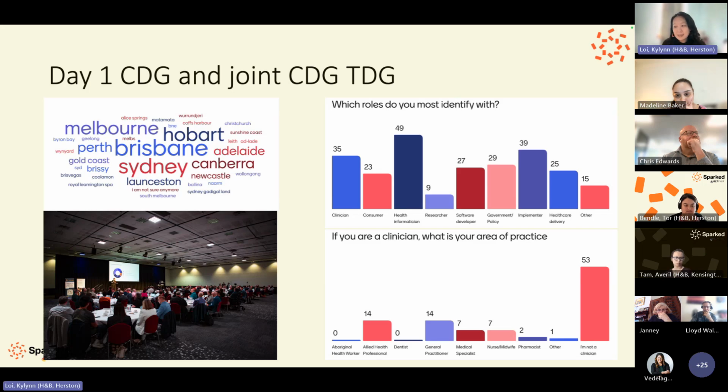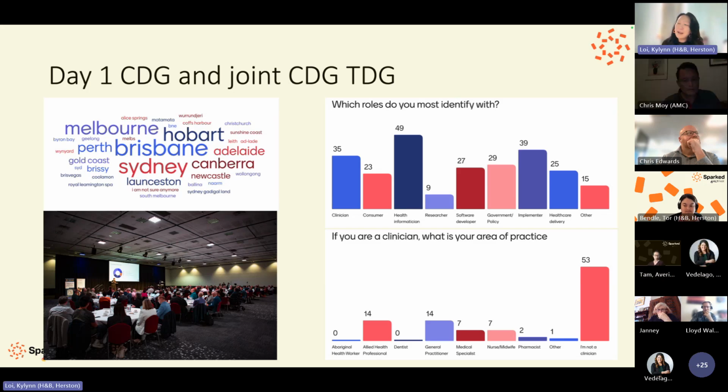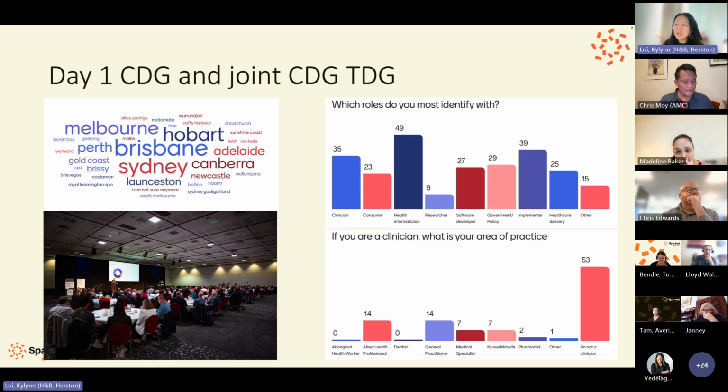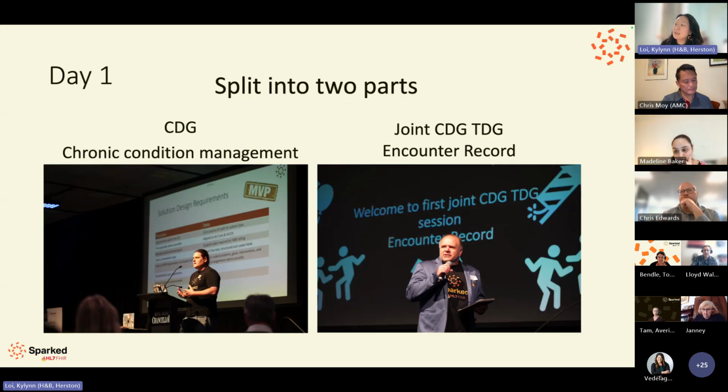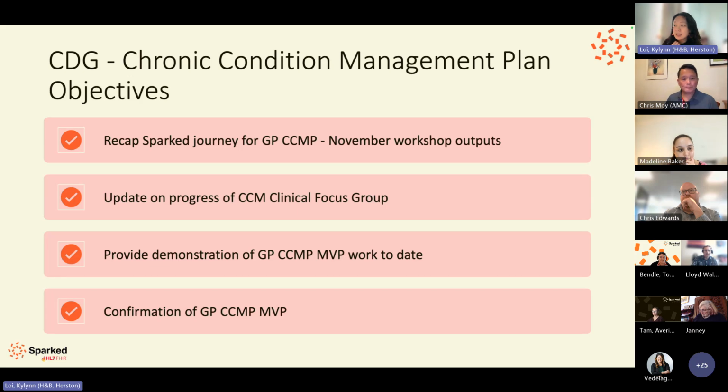So that takes us into the meat of where we're looking at. Day 1 was the CDG and joint CDG TDG. The morning part was just the CDG, and then the second half was the joint CDG TDG. So that was the spread of people in the room. As I said, the day was split into two parts. The morning part was the chronic condition management part, and the second half was the encounter record discussion. So I might pass to Tor now just to give a quick update on the first part of that day.